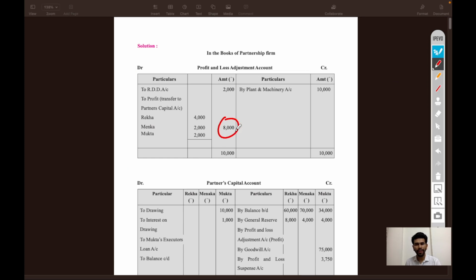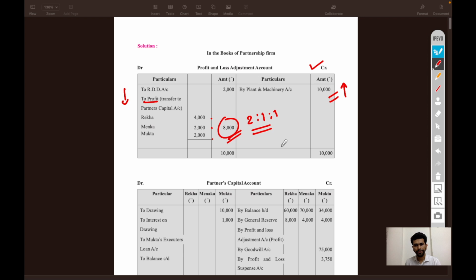This balancing figure represents profit because on profit and loss adjustment account credit side, we record increase in value of assets, that is a kind of notional profit. So notional profit is higher than debit side, that is notional loss. Therefore, the balancing figure will be profit and it will be distributed among old partners in old profit sharing ratio.